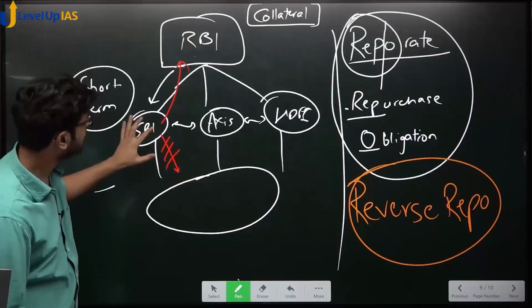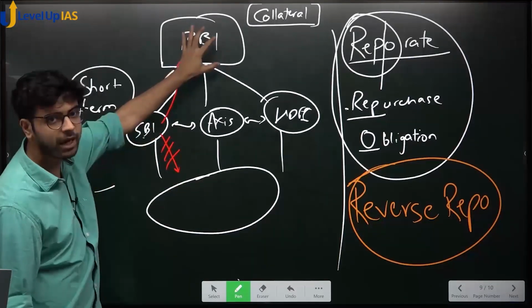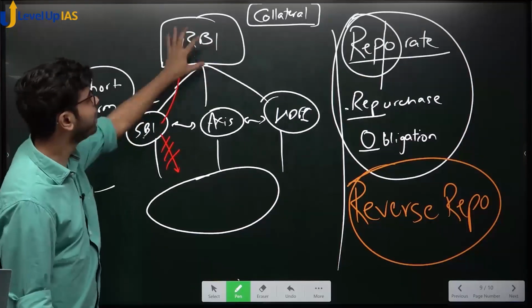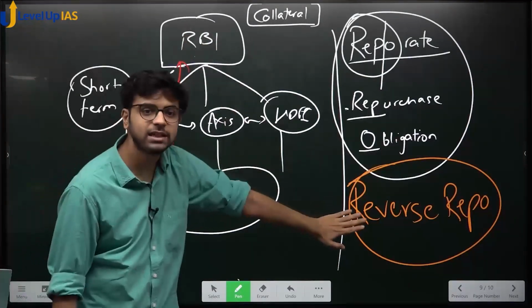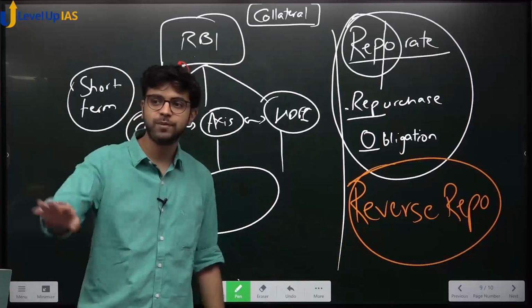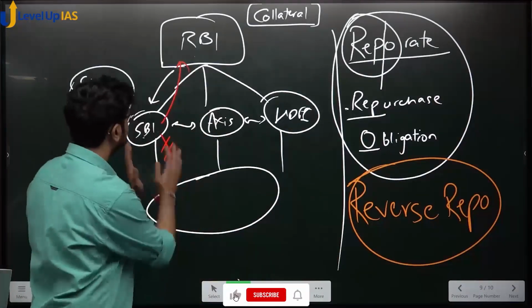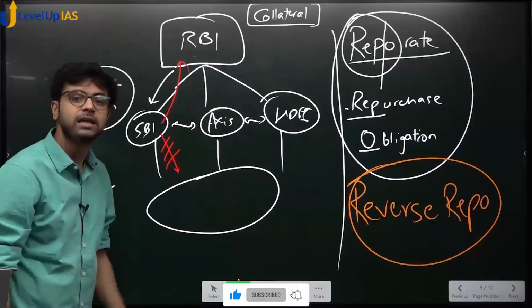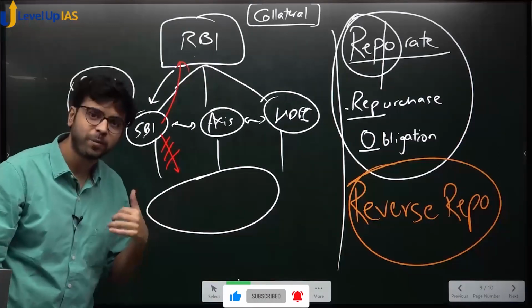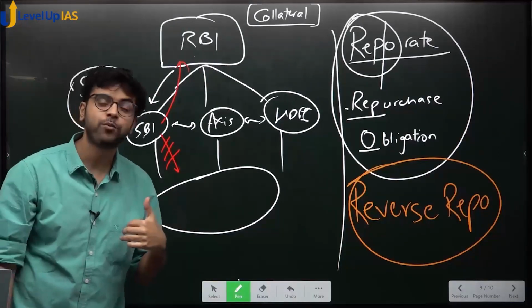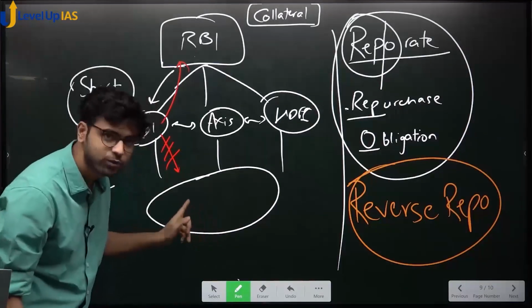So what will you do? You will make it more attractive for SBI to keep money with RBI. How will you make it more attractive? You will increase reverse repo rate. You will tell SBI, I am giving you more interest, you keep money with me. So money flows from here to here. ठीक है? When SBI calls for money, you say that I am not in the mood of giving you money because I want to reduce money supply here.